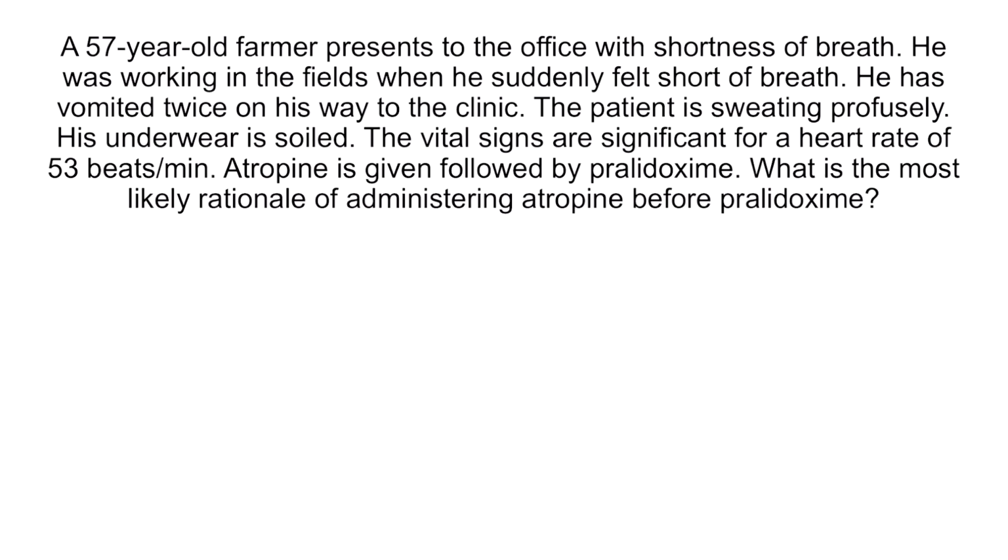A 57-year-old farmer presents to the office with shortness of breath. He was working in the fields when he suddenly felt short of breath. He has vomited twice on his way to the clinic. The patient is sweating profusely. His underwear is soiled. The vital signs are significant for a heart rate of 53 beats per minute. Atropine is given, followed by pralidoxime. What is the most likely rationale of administering atropine before pralidoxime?